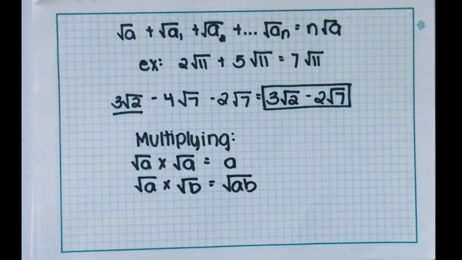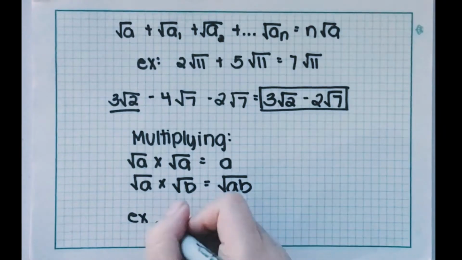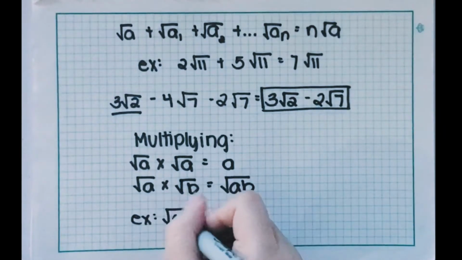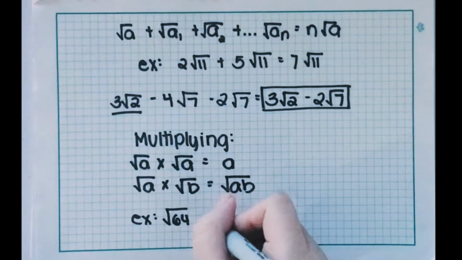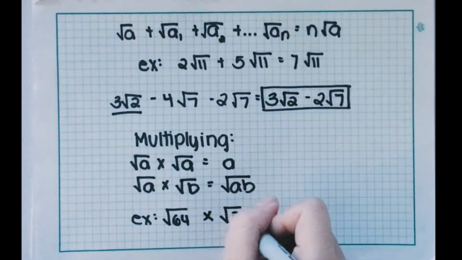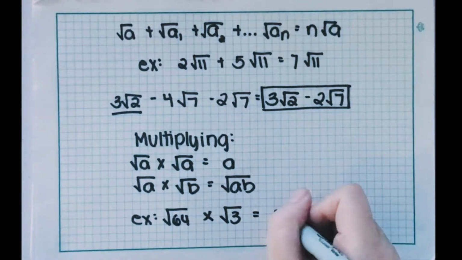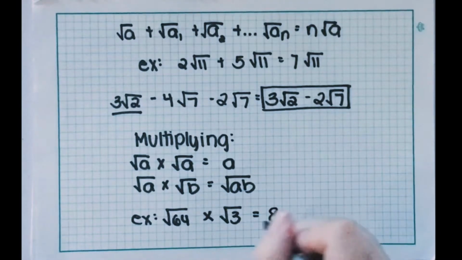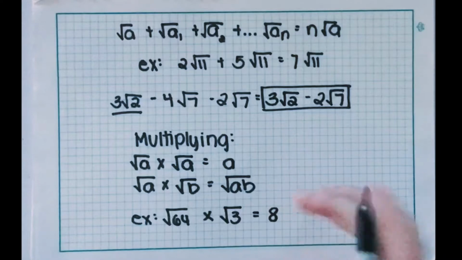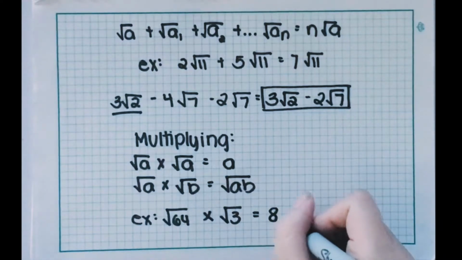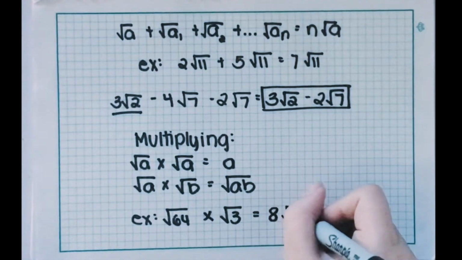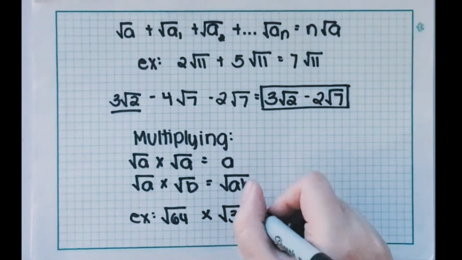An example of which is: since the square root of 64 is 8, we'll leave it like this. And since there's no square root of 3, we'll also just write down square root of 3. Then this becomes the answer.